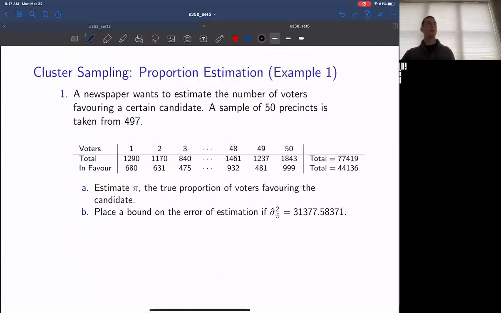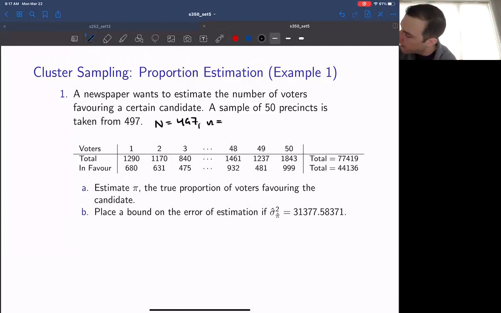Okay, so to illustrate the proportion approach, we have the following example. A newspaper wants to estimate the number of voters favoring a certain candidate. A sample of 50 precincts is selected from 497. All right, so first off, let's just make a note of a few of the things that we know here. We know that capital N is equal to 497. Okay, so we're treating the precincts as the clusters. So we have 497 clusters, and we have collected a sample of 50 of those clusters.